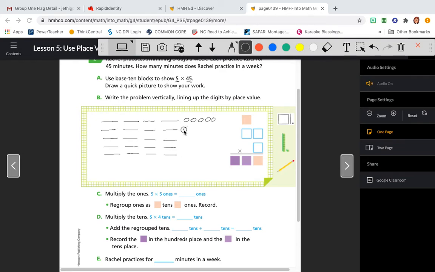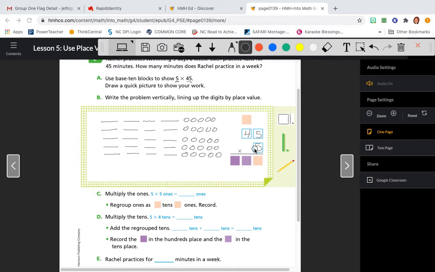And we're going to use these base 10 blocks to kind of help us solve our problem. All right, now write the problem vertically. So we're going to take 5 times 45, and we're going to write it vertically.